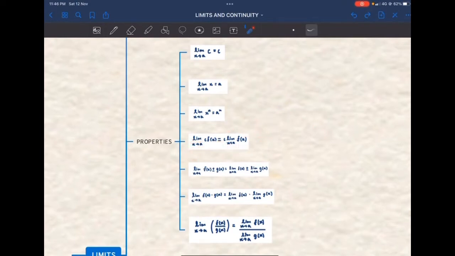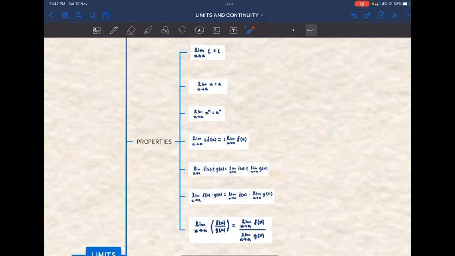Okay, and then the next one, lim x approaches a, f(x) plus g(x). So you can actually separate it out, so it becomes lim x approaches a, f(x) plus or minus lim x approaches a, g(x). So times and divide is also the same, you can separate it out. So if lim x approaches a, f(x) times g(x), it becomes lim x approaches a, f(x) times lim x approaches a, g(x).